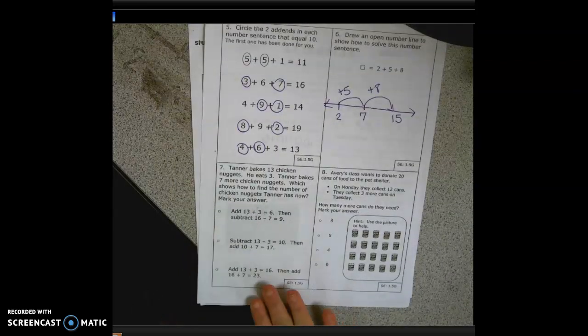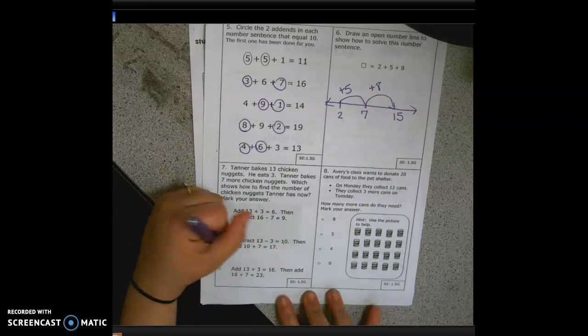Tanner bakes 13 chicken nuggets. He eats 3. Tanner bakes 7 more chicken nuggets. Which shows how to find the number of chicken nuggets Tanner has now? Mark your answer. Well, we know he starts with 13 and then he eats 3, so I know I'm losing 3. So he's starting with 13 and losing 3, which is going to give me a value of 10. He has his 10 nuggets, and then he bakes 7 more nuggets, so he's going to have a total of 17.